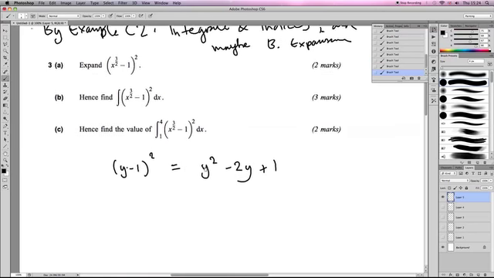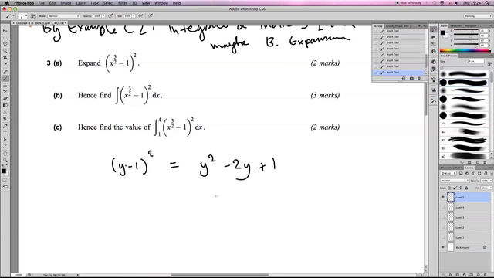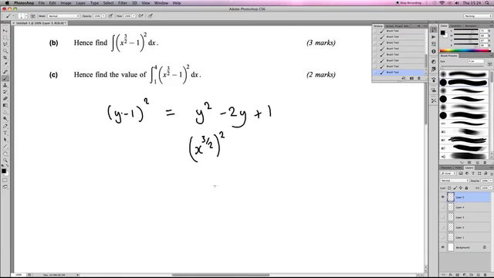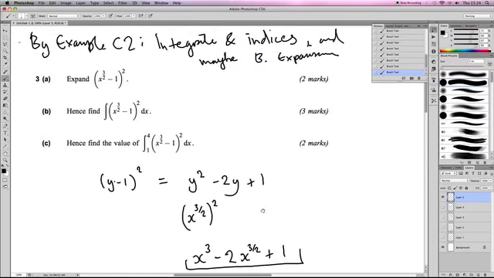Now we're not doing y though, we're doing x to the 3 over 2. So in this case, all we're doing is x to the 3 over 2, all squared. So if you remember back to indices, you're just going to times these two powers out. So if you times the two powers out, you actually get x to the power 3. So yeah, replace that y, and you got 3 over 2, and there you have it. There's your expansion. So you got 2 marks there.